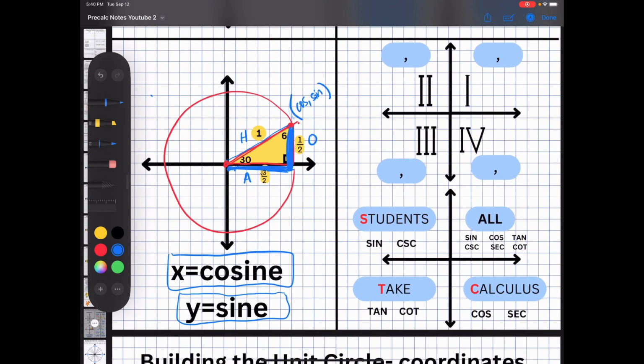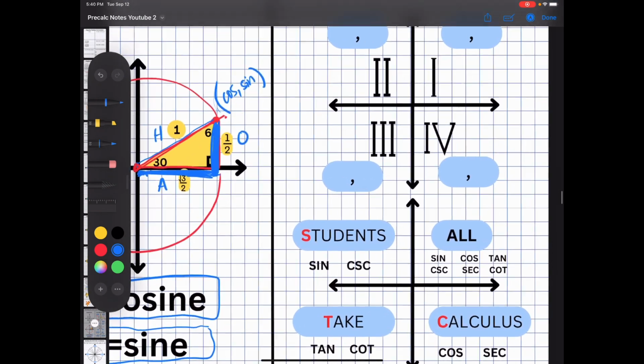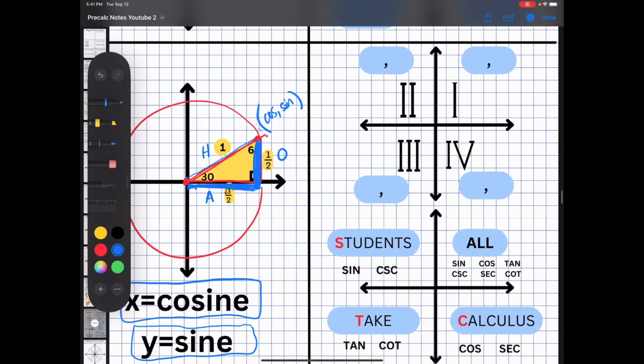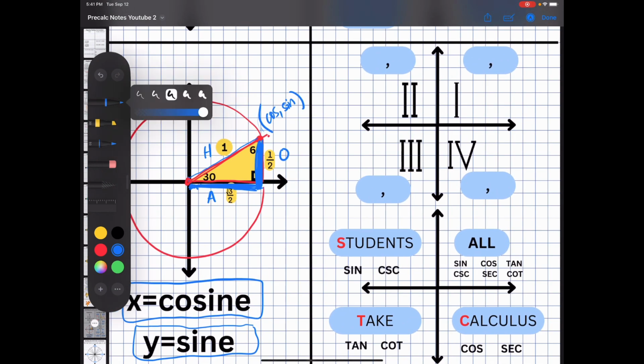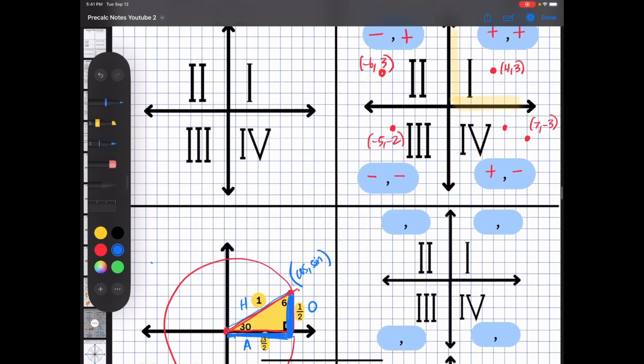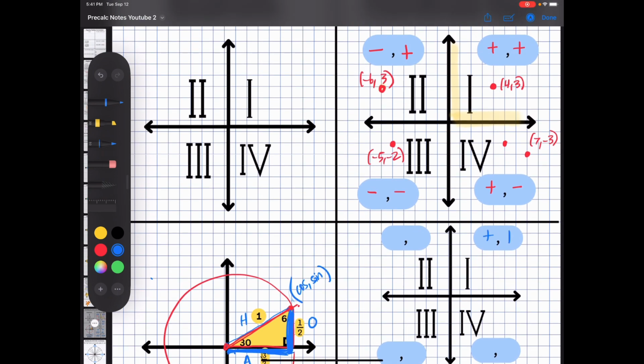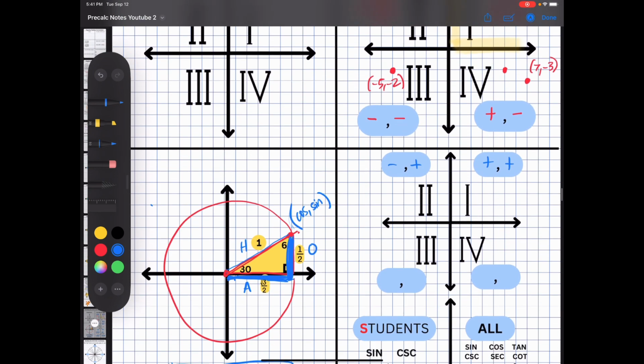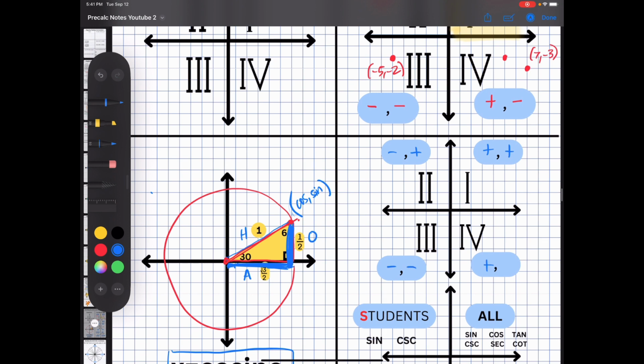Now, given that we know x is cosine and sine is y, this helps us to determine which trig functions are positive and negative for each quadrant. So remember that we just talked about the signs, right? This one being positive, positive, negative, positive, negative, negative, and then positive, negative. And we also know that the first coordinate is cosine. My apologies. And the second coordinate is sine.